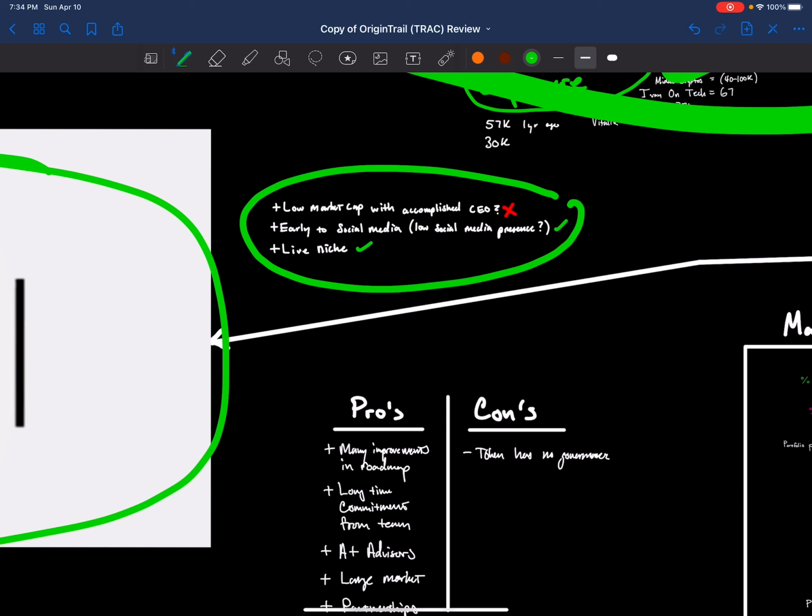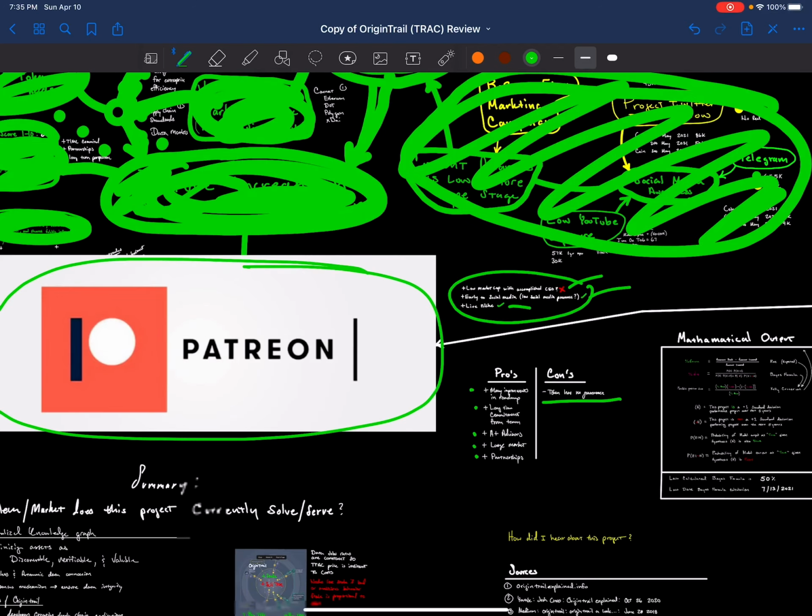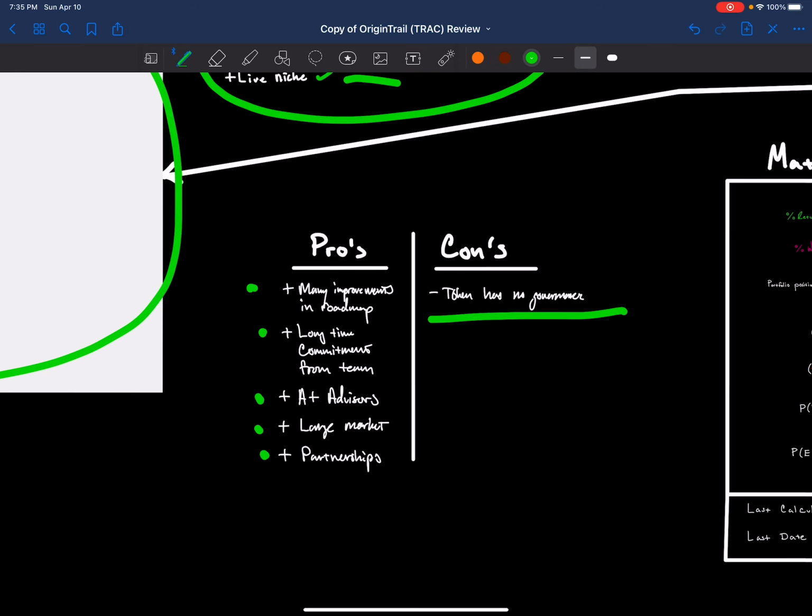So that is the model review. The last thing that I'm going to mention here is the summary. It is a low market cap with an accomplished CEO. I put no. Early to social media, I put yes. Live niche, I put yes. And the pros: many improvements in roadmap, long time commitment from the team, A+ advisors, large market and partnerships, many good partnerships, and the token has no governance, is a con. That could be seen as pro or con.